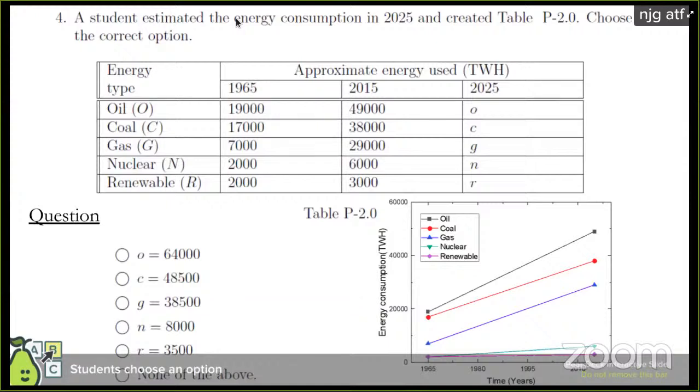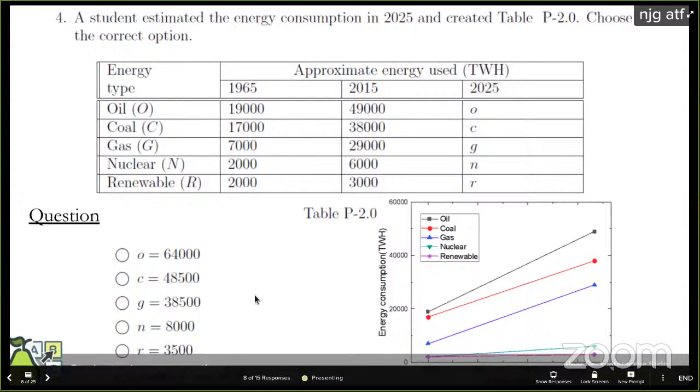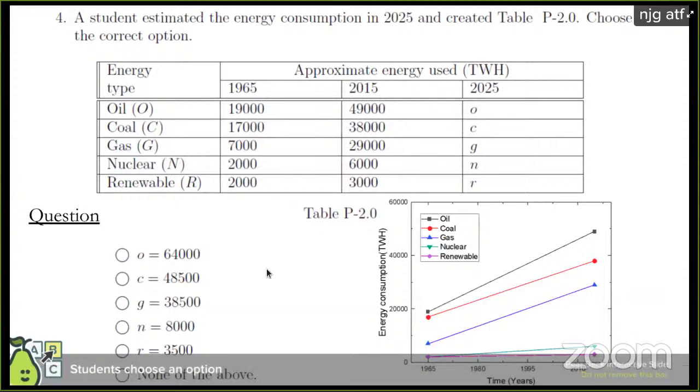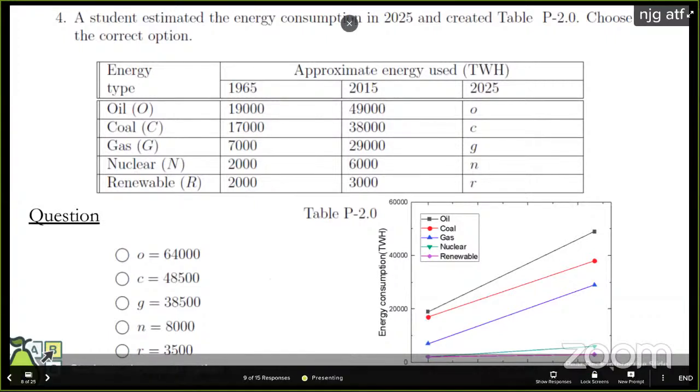What I am saying is, as we got only eight responses, only half of the students replied to our question. Let's wait for 1 or 2 minutes more, and we will discuss the solution. Okay, sir. Okay. Thanks.